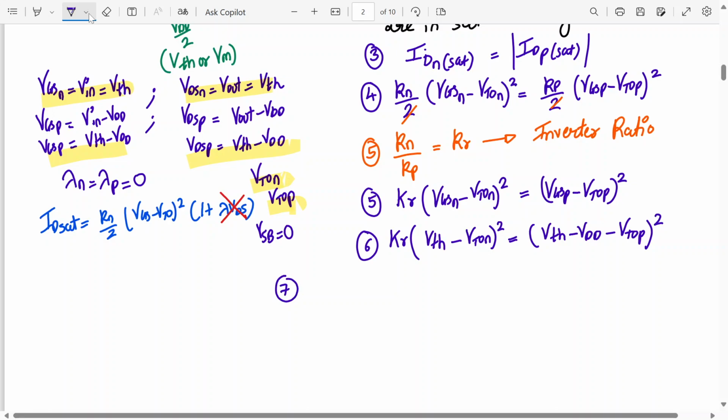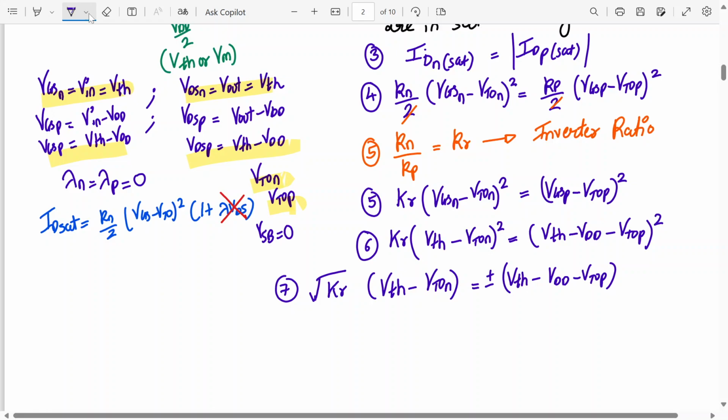Now we have to take the square root of this square term. So it will be square root of Kr, and that term will be over here: VTH minus VTON is equal to VTH minus VDD minus VTOP. But here a plus and minus term will come. I hope you are following this. Alright? A plus or minus term will come over here.